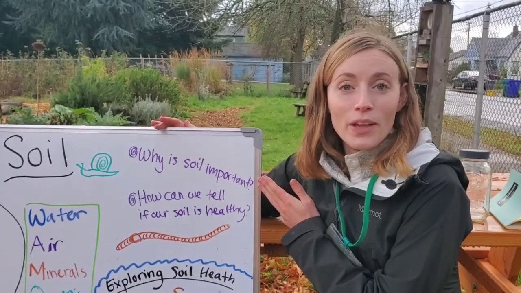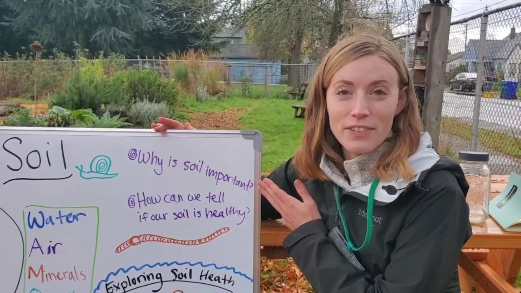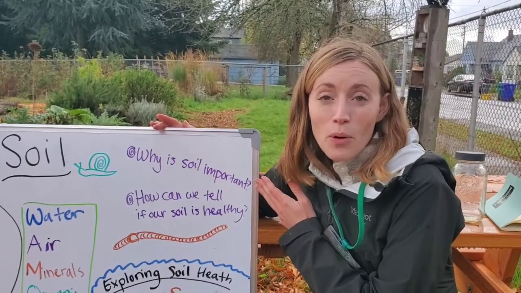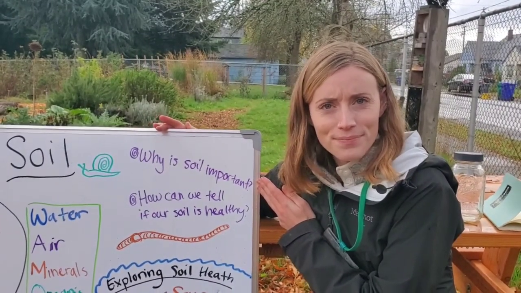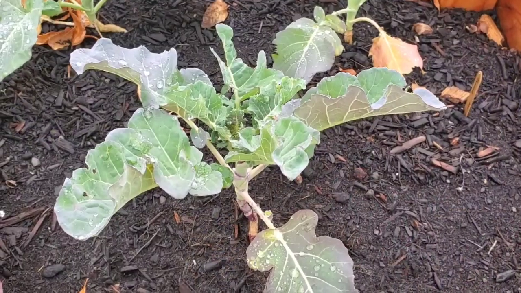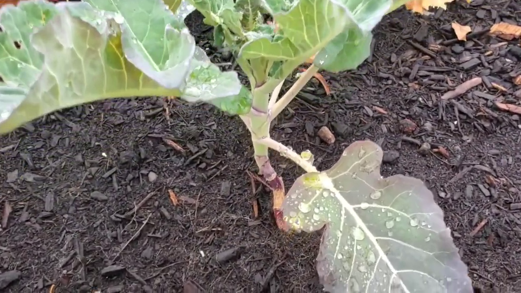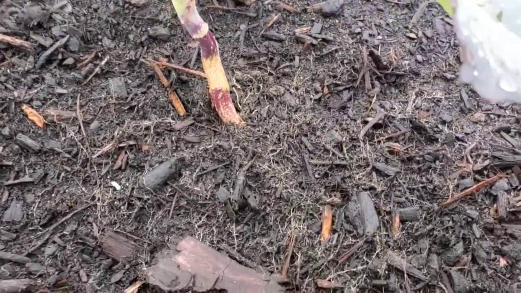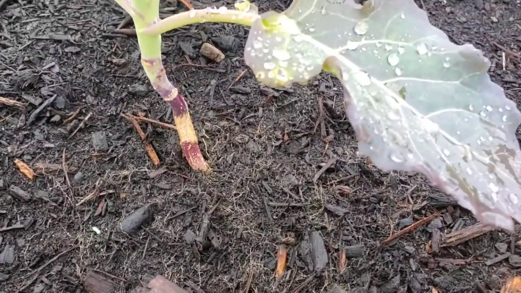So we know what soil is made up of now and how much there is of it, but why is soil even important? Why do we care about it? Why do you think soil is important? Soil is where our plants live. Their roots go deep down in the soil to collect water and get nutrients from those minerals.